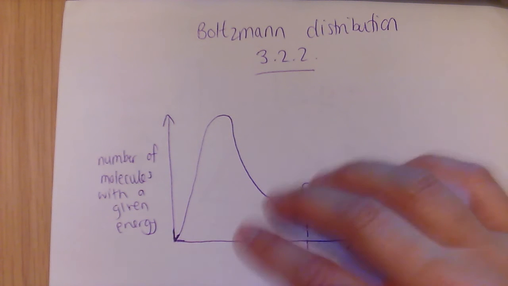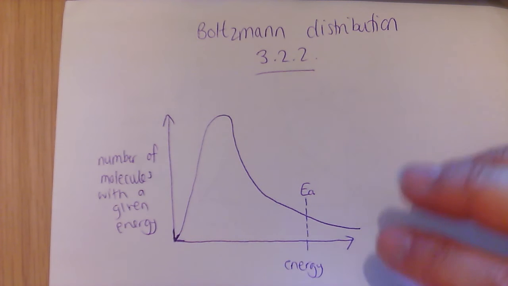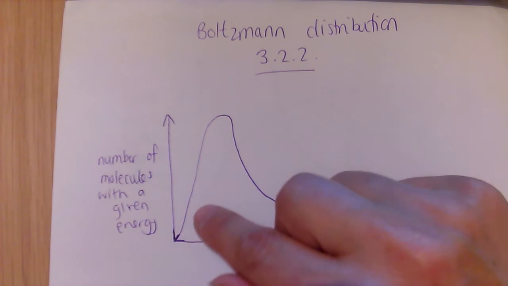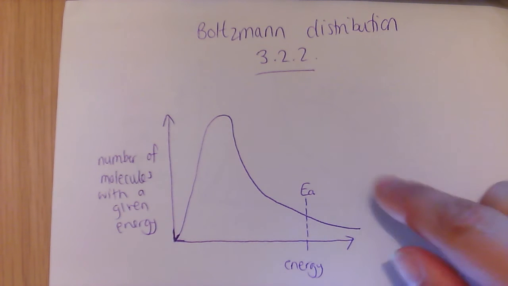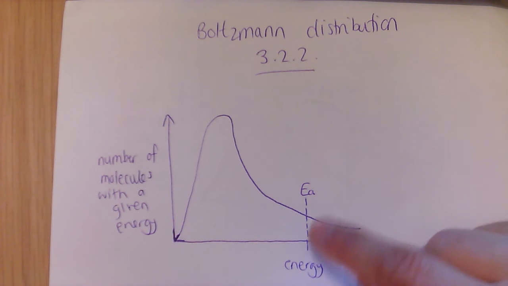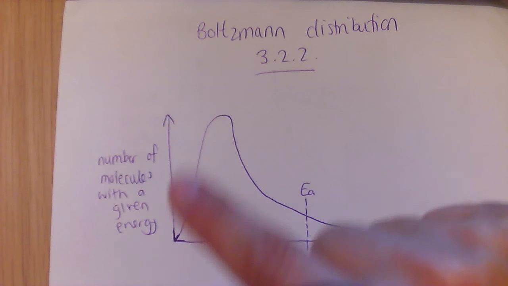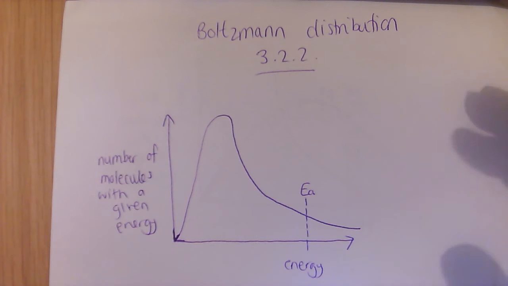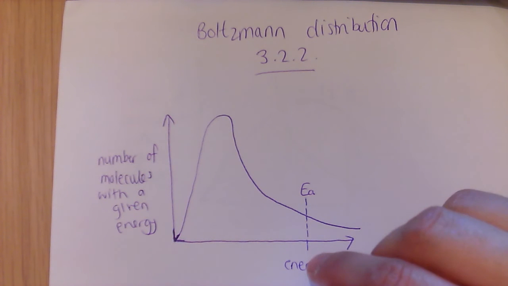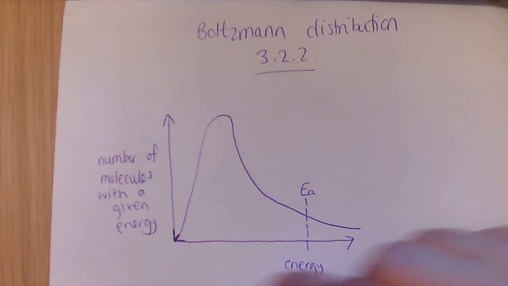So if we look at the shape, it has a bit of a skewed normal distribution. I'm saying normal distribution because you've got a small number of molecules down here that have very little energy, and a small number of molecules up here that have a higher energy. The majority of the molecules are in the centre here, of either average energy or very close to the average energy.